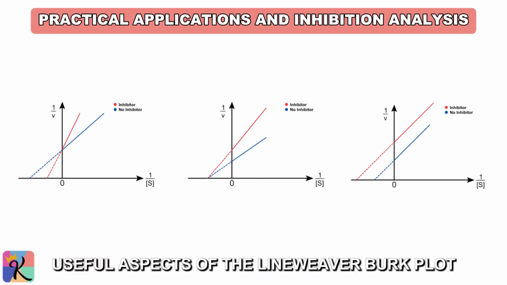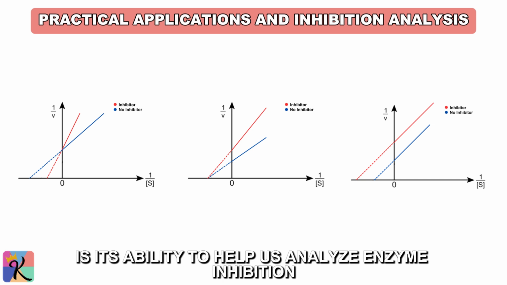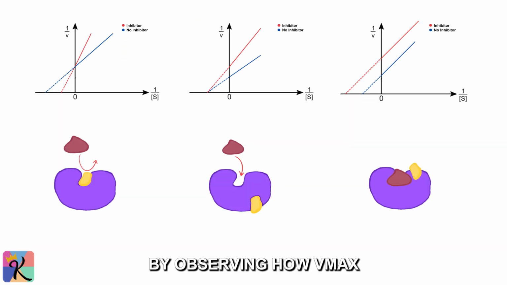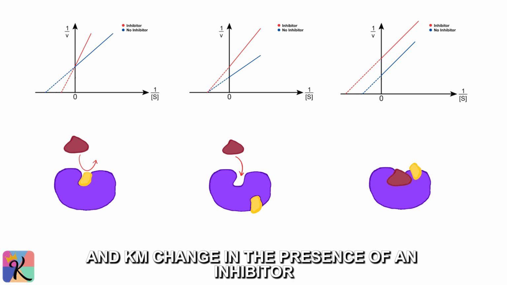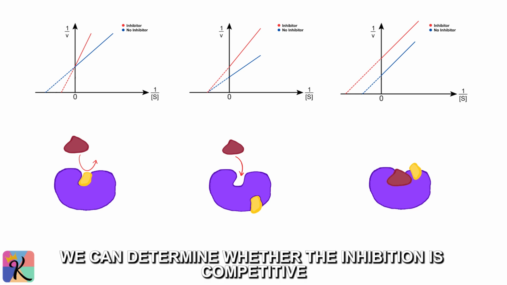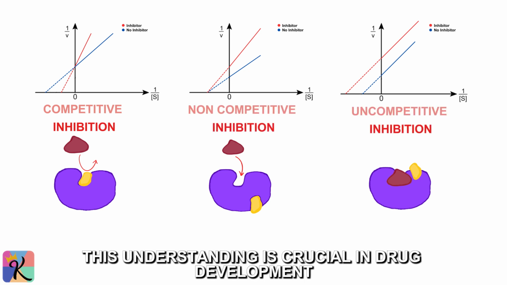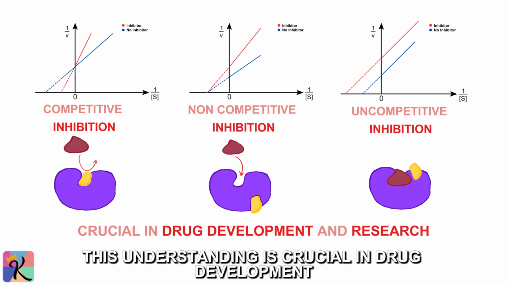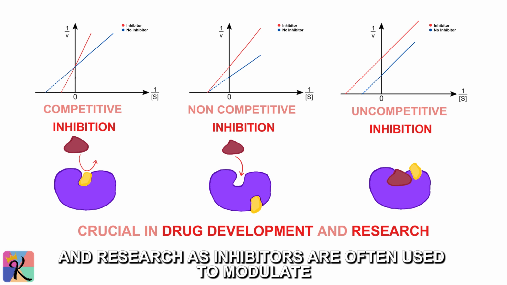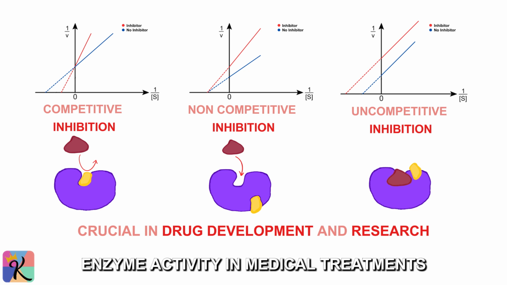One of the most useful aspects of the Lineweaver-Burk plot is its ability to help us analyze enzyme inhibition. By observing how Vmax and Km change in the presence of an inhibitor, we can determine whether the inhibition is competitive, non-competitive, or uncompetitive. This understanding is crucial in drug development and research, as inhibitors are often used to modulate enzyme activity in medical treatments.